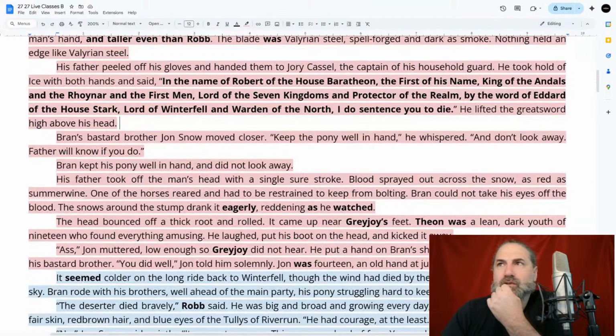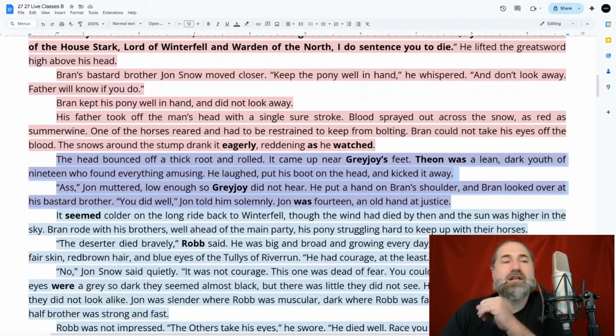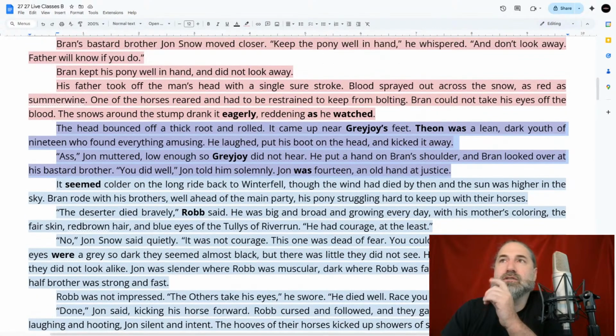What else? Here's a little action because of the horse. Anyway. All right. We're also continuing to build on Greyjoy as the antagonistic force here, because he's the one who puts his foot on the head, lean, dark youth of 19 who found everything amusing. He laughs, right? That's characteristic of it. He's called an ass directly. So that's interesting. We're already establishing and framing him as an antagonistic force within the family, which if anyone's ever read the books and or saw the show, you would understand why.